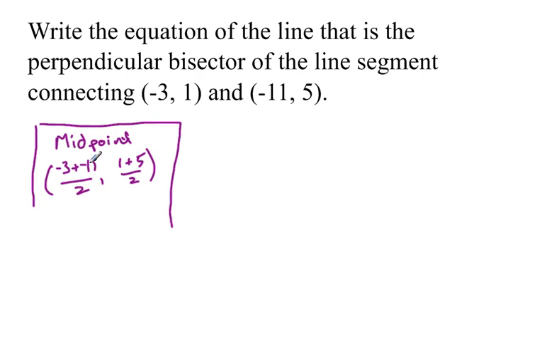So let's see, negative 3 and negative 11 is negative 14. Half of that is negative 7. 6 divided by 2 is 3. There's my midpoint. Put a box around that. I did my first step.